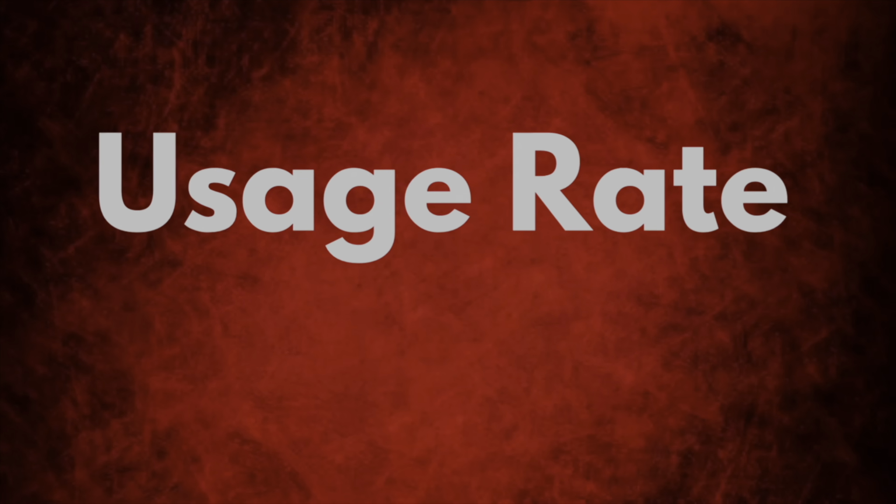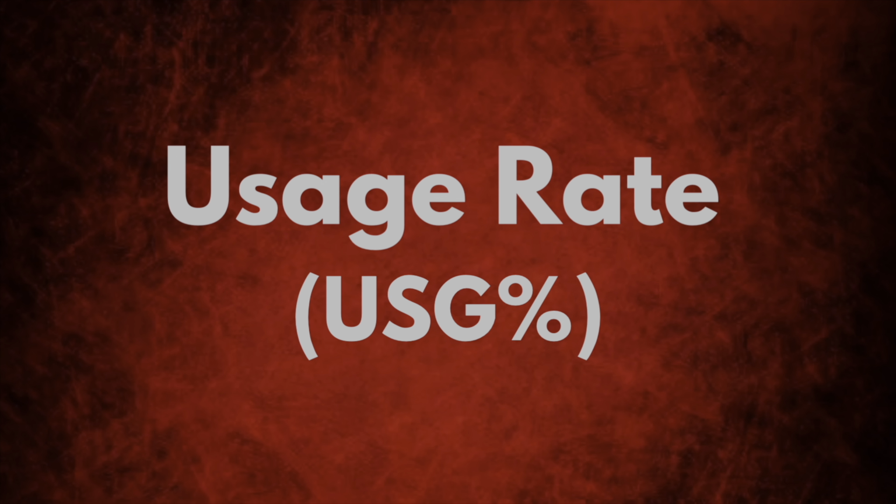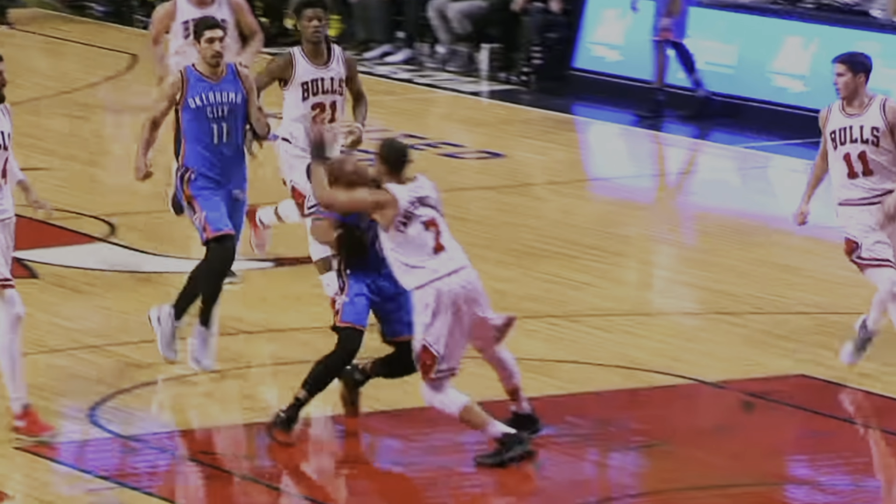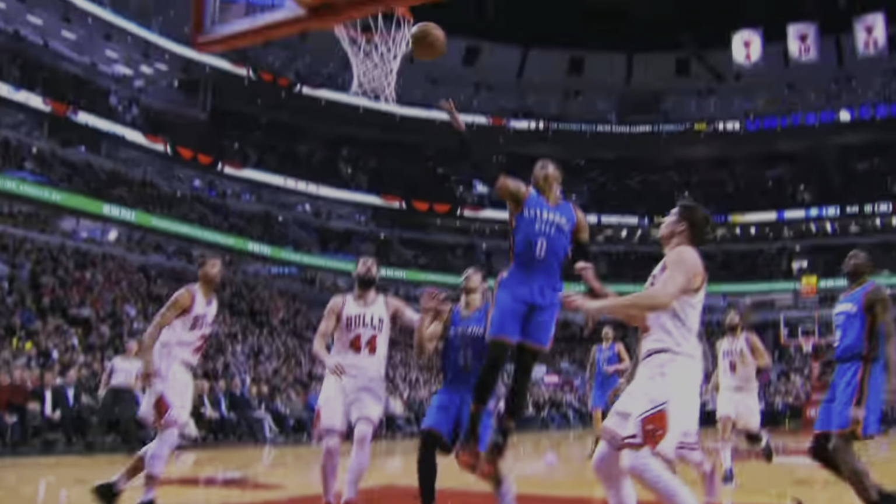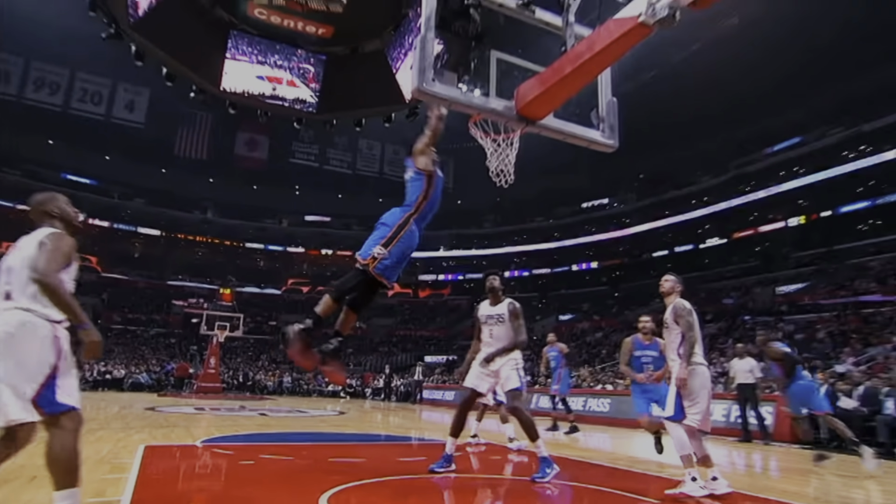Next, we're going on to impact and usage metrics. Simply put, we have the usage rate. Now this finds out the percentage of plays run for the player whilst they are on the floor, indicating how much is created for that team through them.